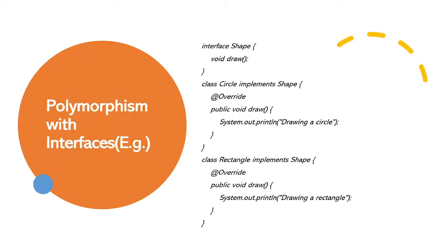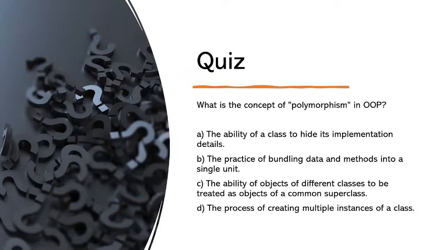Say, for example, if you take interface shape, you are given void draw. Class circle implements shape. So actually, whenever you are using an interface, you will use it as class implements. So implements, and you give the same override void draw with System.out.println. So like this, you can achieve it. Again, you can go with class rectangle implements shape and override void draw. So in this interface formation also you can achieve polymorphism. That is one more concept here.